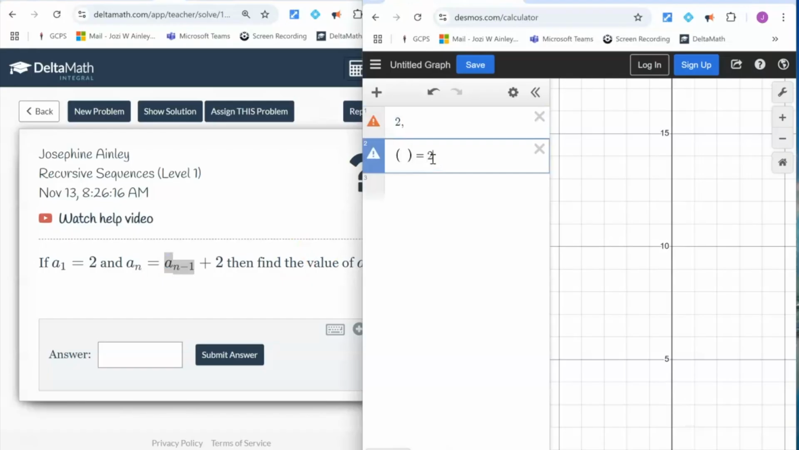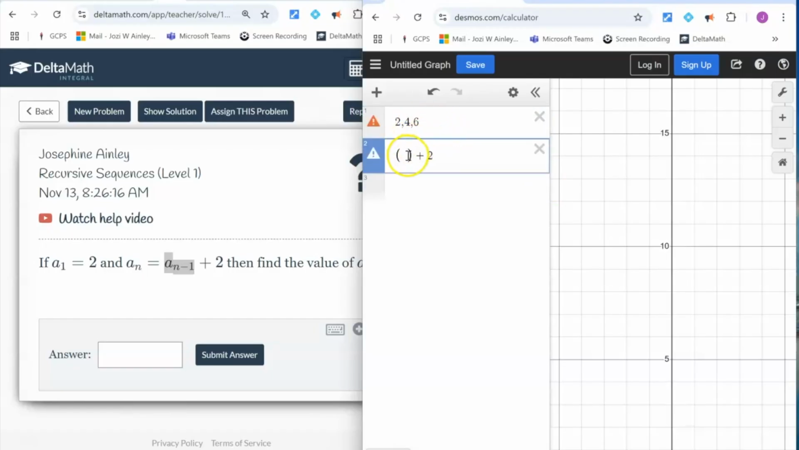Then do what to it? Add 2. Okay, so take the previous term, add 2. So to find my second term, I'm going to take the previous term, which is 2, and add 2. And that's going to give me my next term, which is 4. Now this is my term that I'm looking for. So again, to find the next one, what do I do? I take the previous term, which is now 4, and do what to it? Add 2. So it's going to give me 6. Okay, so now my new term is 6.